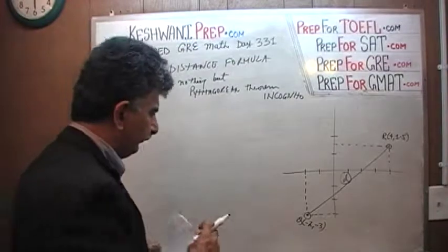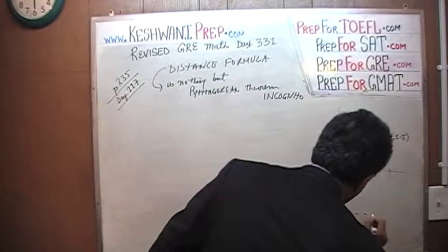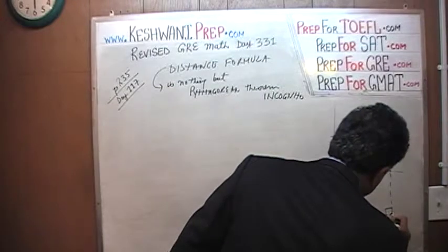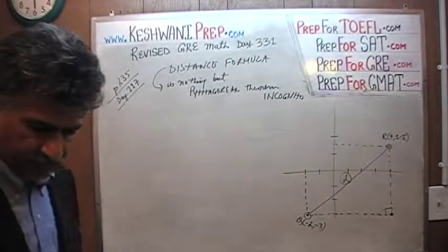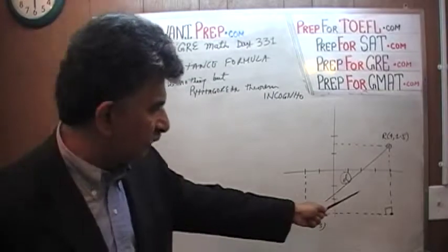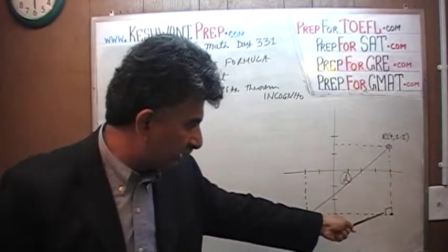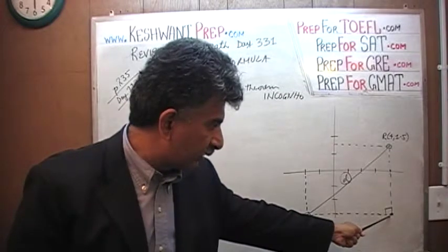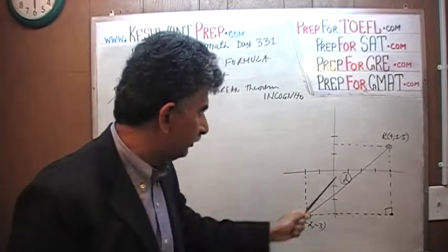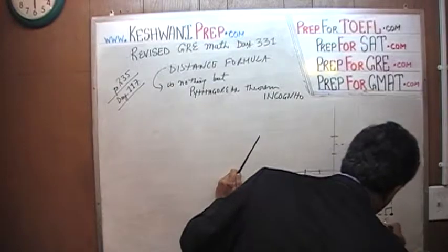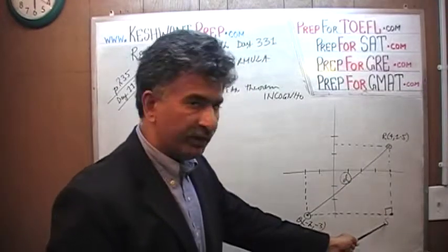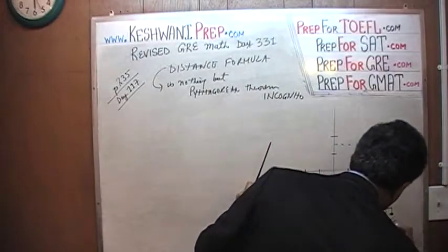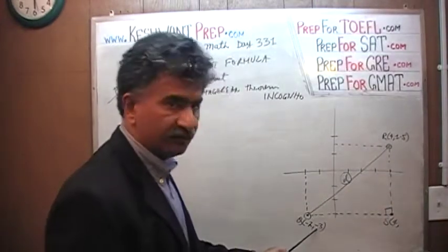For example, in order for us to find this distance here, the first thing we need to do is construct a right angle triangle like we just did, and ask ourselves, what are the coordinates of this point? Let's give this point a name, let's call it S. Point S is going to have the same x coordinate as R, which is 4, and the same y coordinate as Q, which is -3.